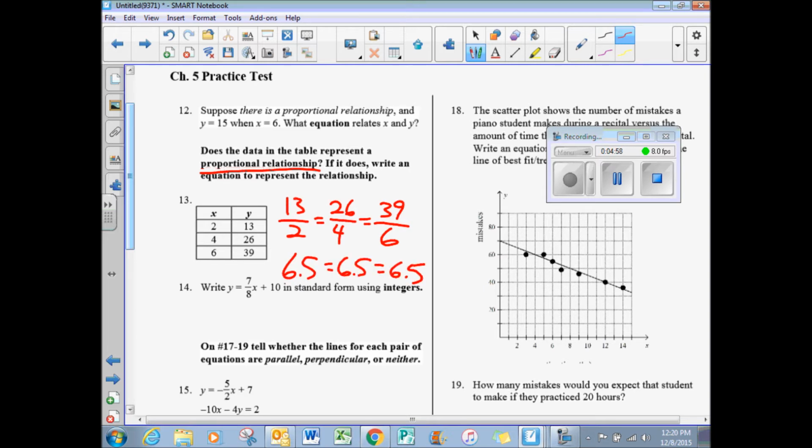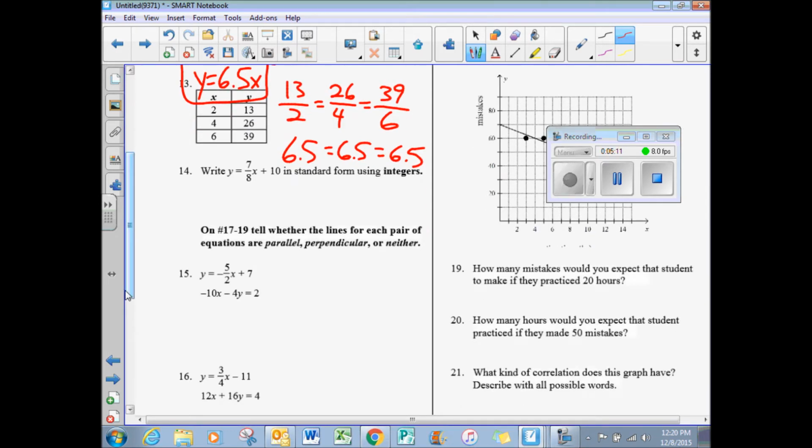So is it proportional? Yeah. What's k? 6.5. Oh, really? Is that it? That's all? 14. We need to put that into standard form.